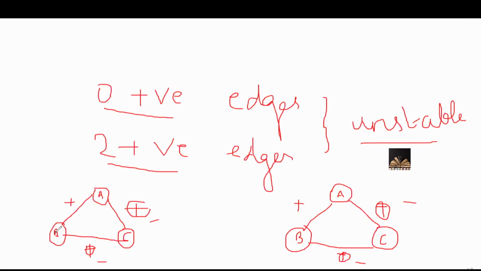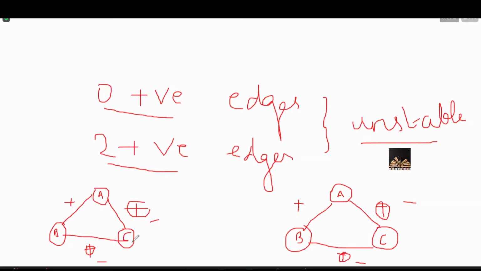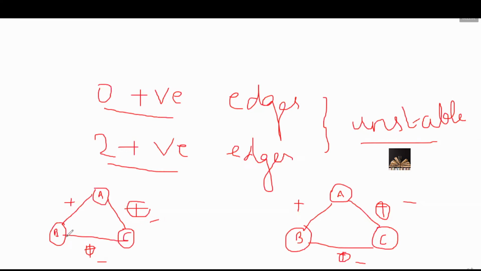So that means between A and B, we have plus relationship. That means they are friends. Okay, between A and C, we have negative relationship. That means C is enemy of A. Okay, and if you see B and C, again here C is enemy of B. Okay, so the positive and negative signs show the relationship among those three people. Okay, and which relationships are stable and which are unstable, you should be able to identify.